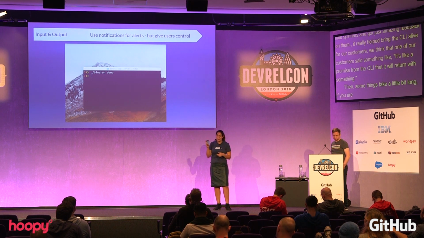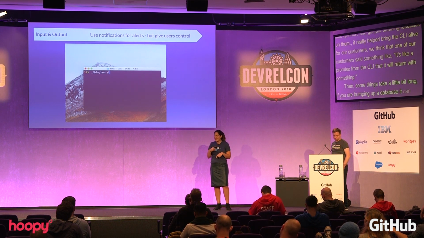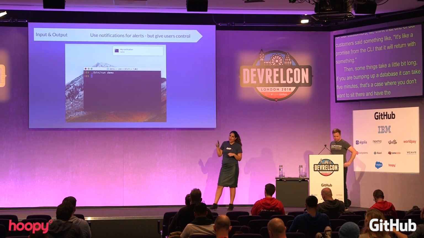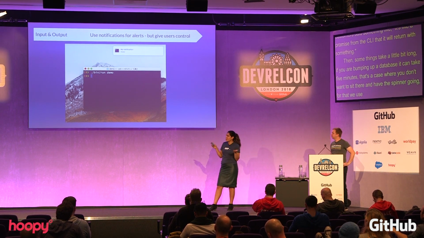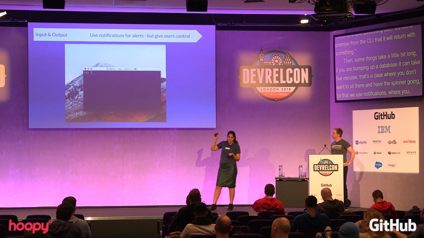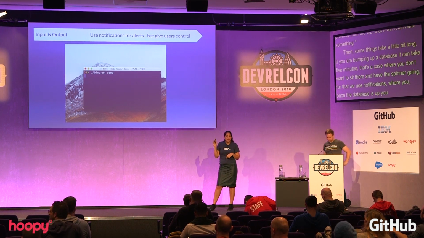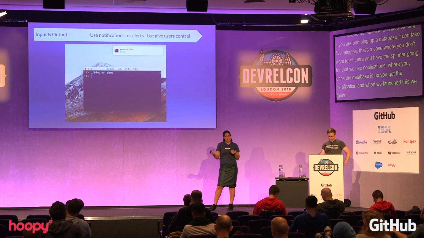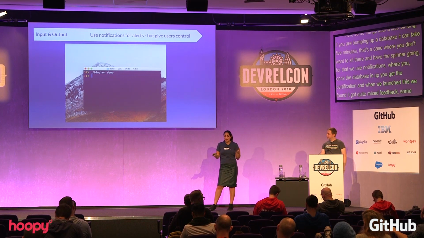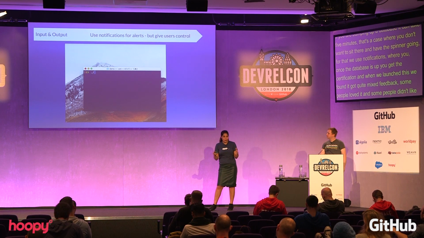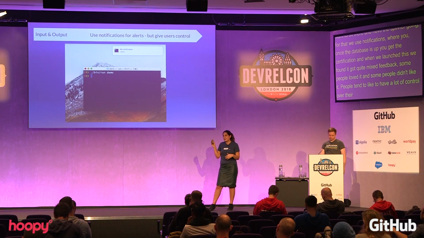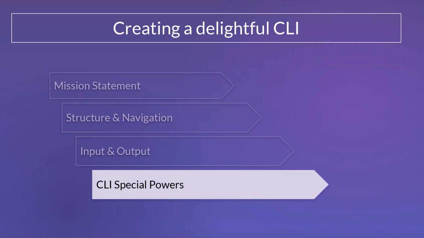And that's a case where you don't really want to be sitting there with the spinner going. And so for that, we use notifications, where once the database is spun up, you would get a notification alert. And when we launched this, we found it got quite mixed feedback. Some people loved it, and some people didn't like it. People tend to like to have a lot of control over their command line. It feels like their space. And one of the things we did was give people the ability to turn this off, so they wouldn't have to have it if they didn't like it.